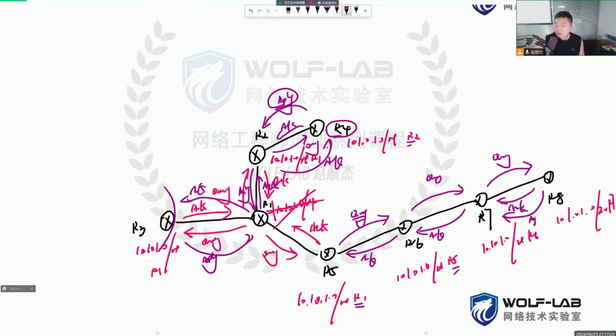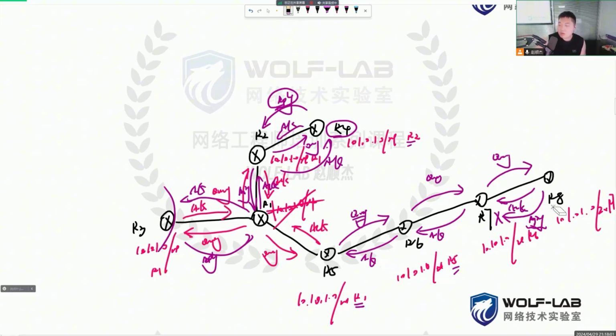Have students ever considered a problem: what if the reply message from R8 can't reach R7? If our R8 router's reply message can't reach R7, R7 can't receive R8's reply. What to do? Then R7 has no way to reply to R6. R6 can't receive R7's reply, so there is no way to reply to R5. R5 can't receive R6's reply, so there is no way to reply to R1.